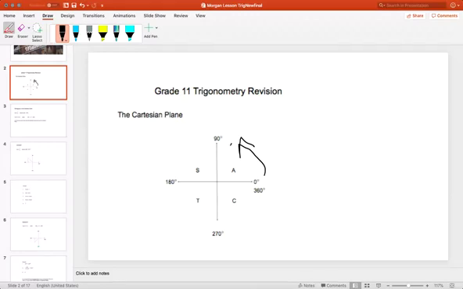So in quadrant 1, all our trig ratios are positive. In quadrant 2, only sine is positive, which means that cos and tan will be negative in quadrant 2. In quadrant 3, we've got T for tan, which means that only tan is positive. And in quadrant 4, we've got C for cos, so only cos is positive in quadrant 4, and that means that sine and tan will be negative.